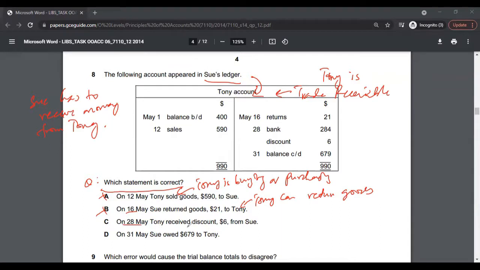On 28th May, Tony received a discount of $6 from Sue. Now this sounds correct. Sue can give discount to Tony. But now we need to look at if the amount is correct and the date is correct. So let's look at 28th May. Discount $6. Yes, that's correct. So the answer to multiple choice 8 is actually option C. This is the true or correct statement.